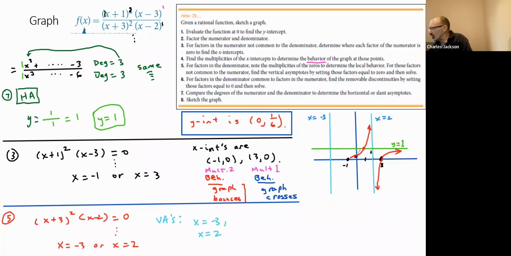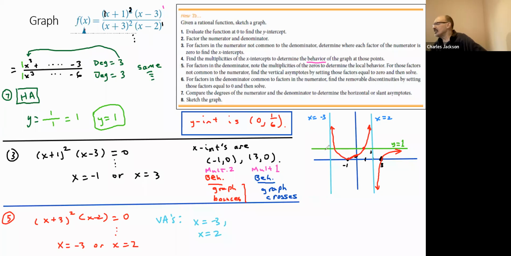Now, how do we know that it's not going to approach in this way? Actually, because we know that it bounces. We know that it bounces. And we also know that we have all of the x-intercepts. So if it were to go down this way, then we would know that there would be another x-intercept over here, but there isn't.